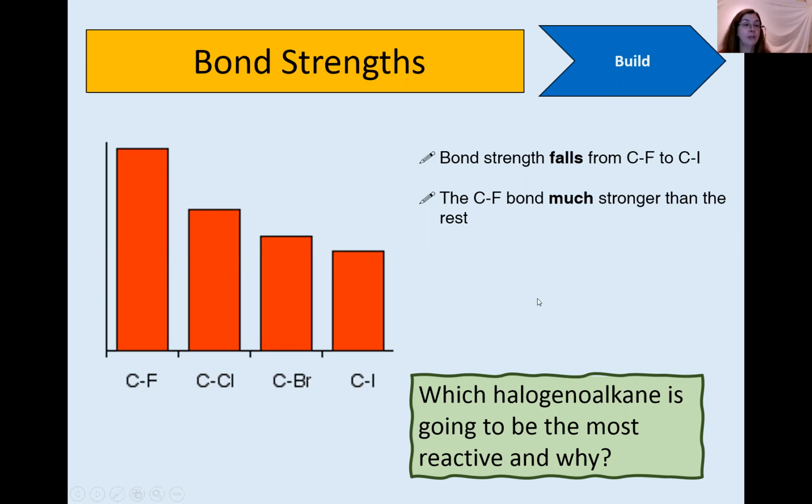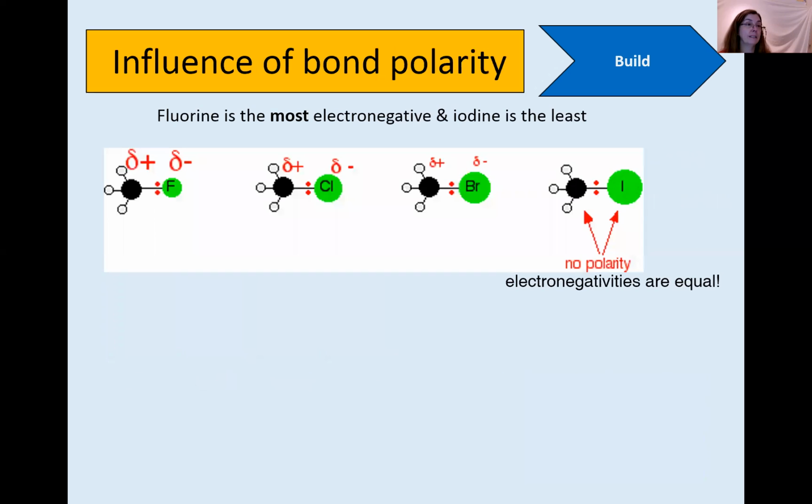Okay, so which halogenoalkane is going to be the most reactive and why? So pause the video here, and this is where you can make your prediction. Which is the most reactive? Well, it will be the carbon iodine, because you don't need much energy to break that bond. So because you're not using much energy to break that bond, it will be much easier to break, and so it will be the more reactive.